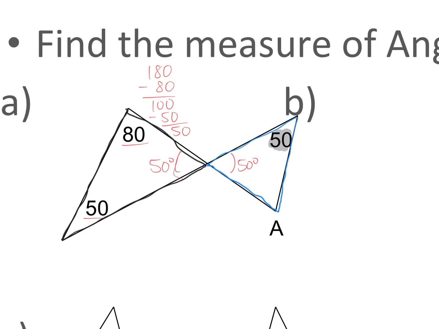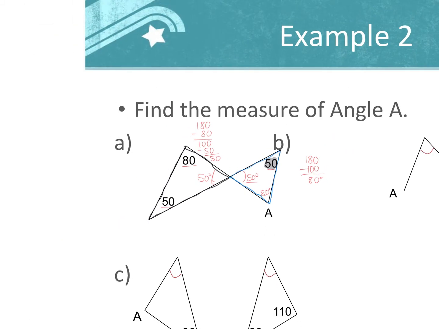So since those two are vertical, they're congruent. We know that this angle is 50, this one's 50. We can figure out the last angle by doing 180 minus both 50s, so minus 100, gives me 80 degrees. So this angle must be 80 degrees. So the measure of angle A is equal to 80 degrees.